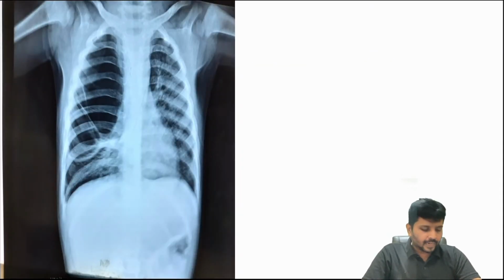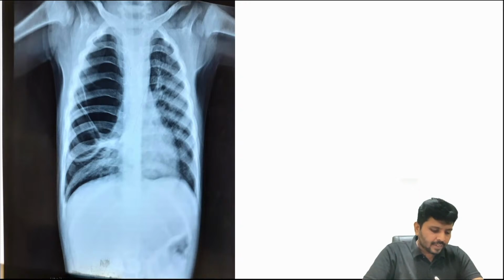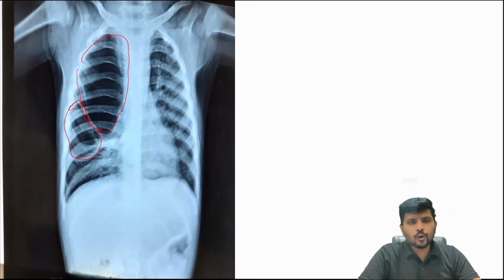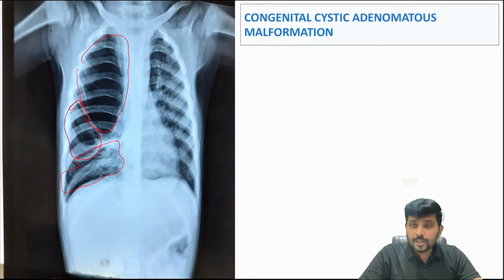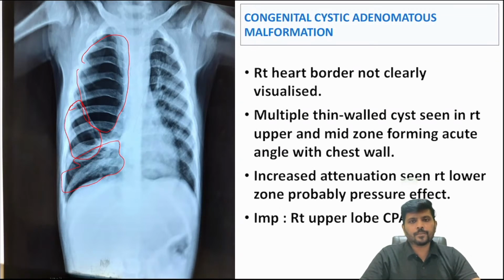Okay, right. And look at this. In this X-ray, there are cystic spaces. Look at this, cystic spaces involving one lobe, right upper lobe. Along with that, there is compression involving the right lower lobe. So this cystic space in a child causing collapse of the underlying remaining lung is called CAM, cystic adenomatoid malformation.